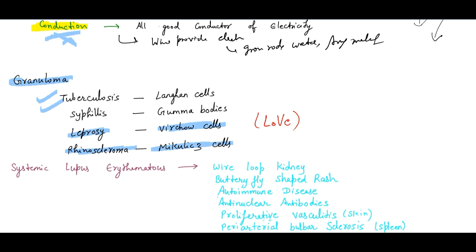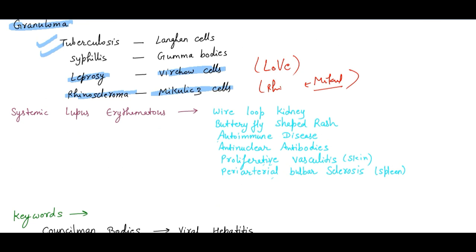So L for leprosy, V for Virchow cells, and remember the word Mukul. Mikulicz or Mukul. What do I have? I have rhinoscleroma. Not seriously, but just to remember: Mukul has rhinoscleroma. So rhinoscleroma, Mikulicz cells. Don't take it seriously.